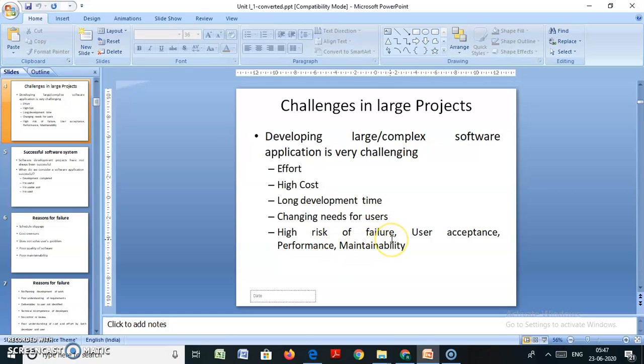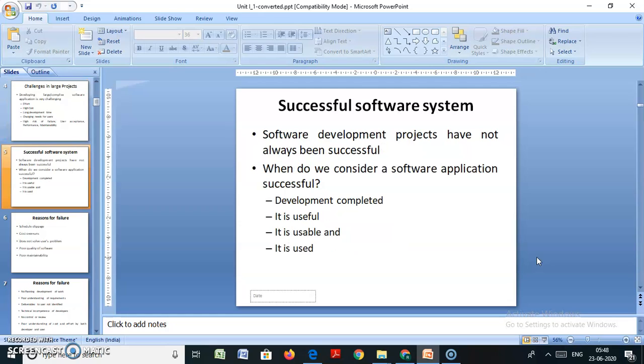Next, the high risk of failures. The risk of failures in terms of user acceptance, performance and maintainability. We develop the solution, but that solution may not be accepted by the users. It may not meet the performance requirements, and the solution may not be possible to maintain and keep up to date. So these are the risks of failure when developing large projects.